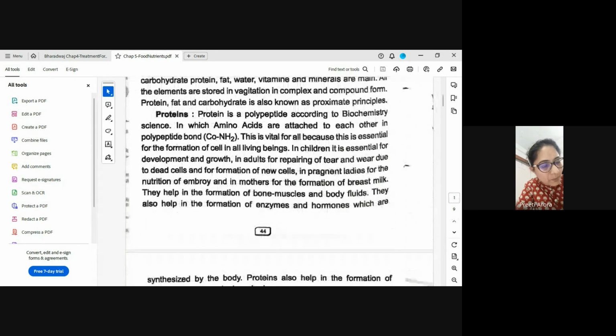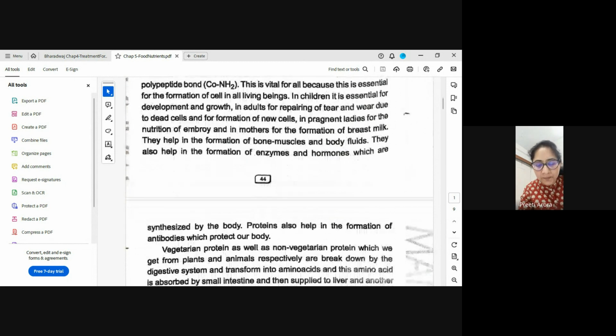In adults, it is responsible for the repair and wear and tear of the body, and also for the formation of new cells. In pregnant ladies, it is needed for the nutrition of the embryo, and in mothers, it is needed for the formation of breast milk. Also, protein helps you form your bones, muscles, body fluids, enzymes, hormones, and antibodies. All this is made only and only because of protein.